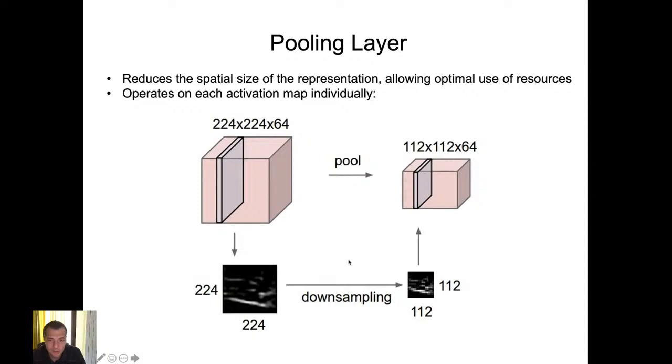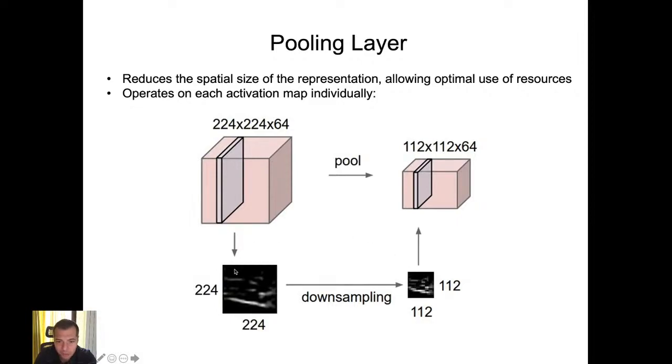So for example, here we have 2x2 filters that are applied at stride 2. So this will reduce the spatial dimension of the input volume from 224 to 112 on each spatial dimension. So when we have a pooling operation, usually the depth stays the same. So the depth is 64 in both input and output. We are just reducing the spatial dimension.